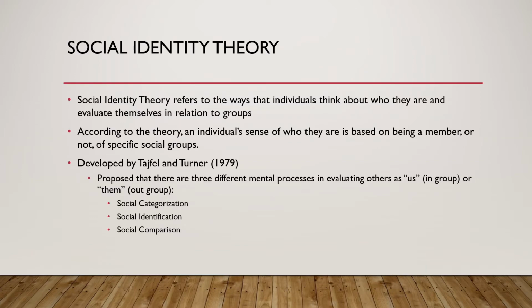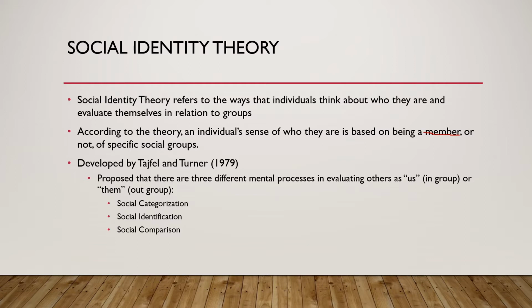So the social identity theory refers to the ways that individuals think about who they are and then evaluate themselves in relation to groups. According to the theory, an individual's sense of who they are is based on being a member or not a member of a particular group.